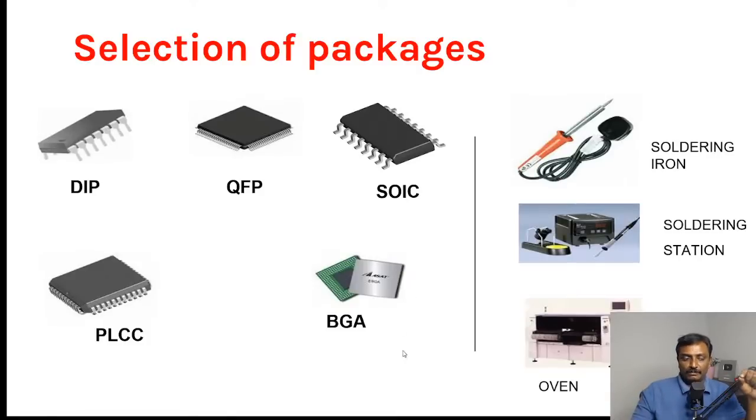And most of the SOCs are BGAs, ball grid array. If you remove the Pentium 4 processor, you could check the pins are at the bottom of the IC. That needs an oven to mount. A simple station to mount a BGA will be a minimum of 20 lakh rupees. You need a stencil to do the job, and the oven will go up to 1 crore rupees. So you have to choose what kind of package.